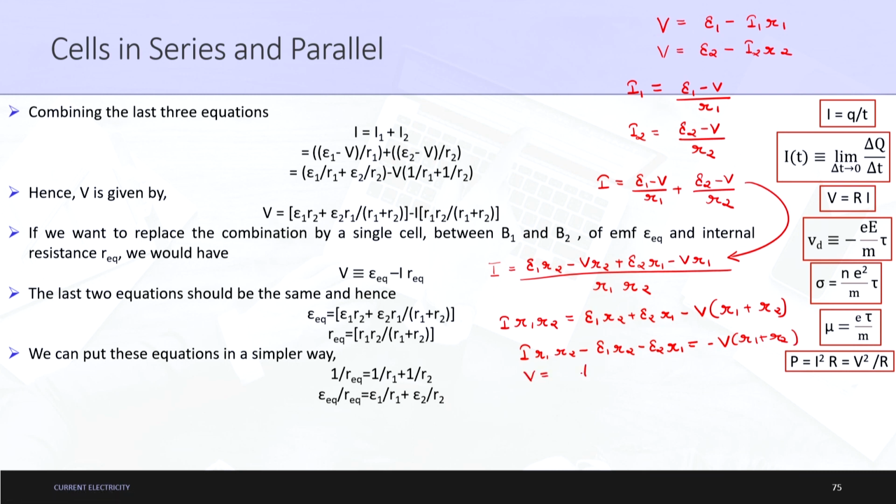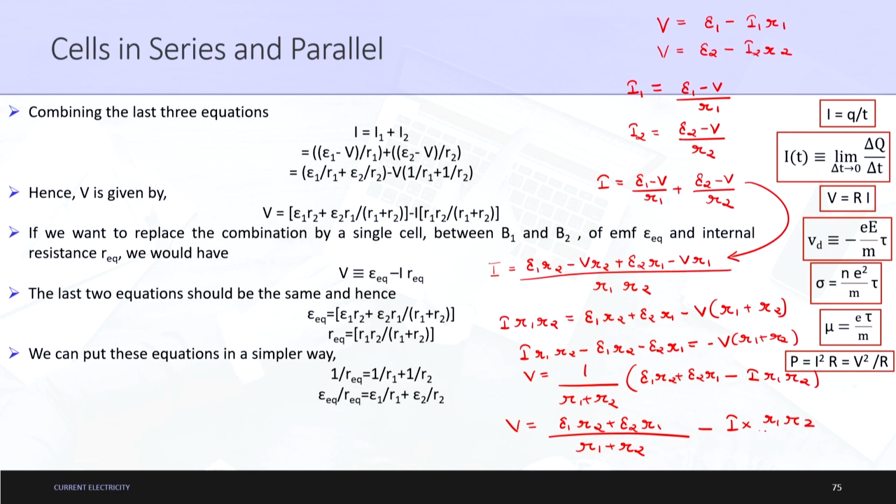Therefore, capital V is equal to 1 by R1 plus R2 multiplied by epsilon 1 R2 plus epsilon 2 R1 minus I R1 R2. Now, just dividing by both, we will get capital V is equal to epsilon 1 R2 plus epsilon 2 R1 upon R1 plus R2 minus I into R1 R2 upon R1 plus R2. This is the final formulation which you obtain for the parallel combination.